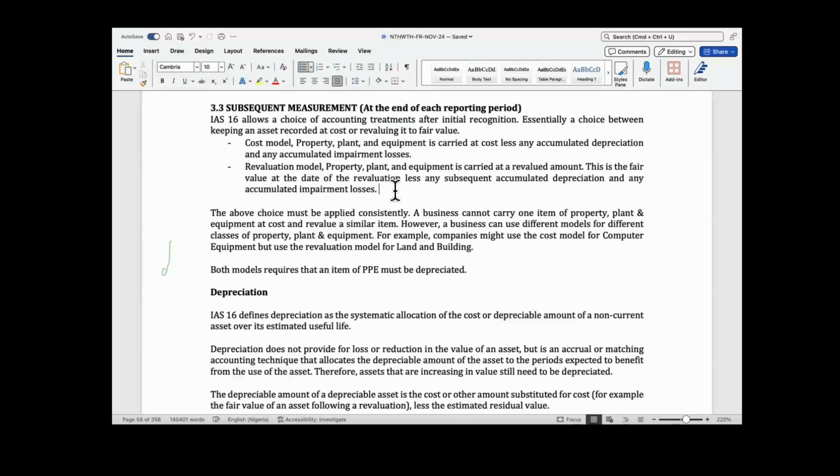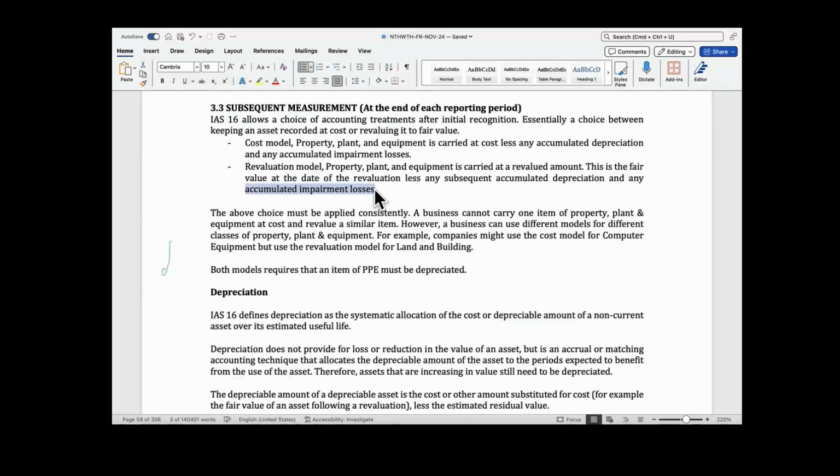Okay? Now, for today, both the cost model and the evaluation model have two things in common. One is accumulated depreciation. It is here in the cost model, and it is also in the evaluation model. Two is accumulated impairment losses, which is in the cost model and in the evaluation model too. But I'm not going to talk about impairment losses in IAS 16. I would leave that till IAS 36, but it does exist. I don't want to go into that for today.